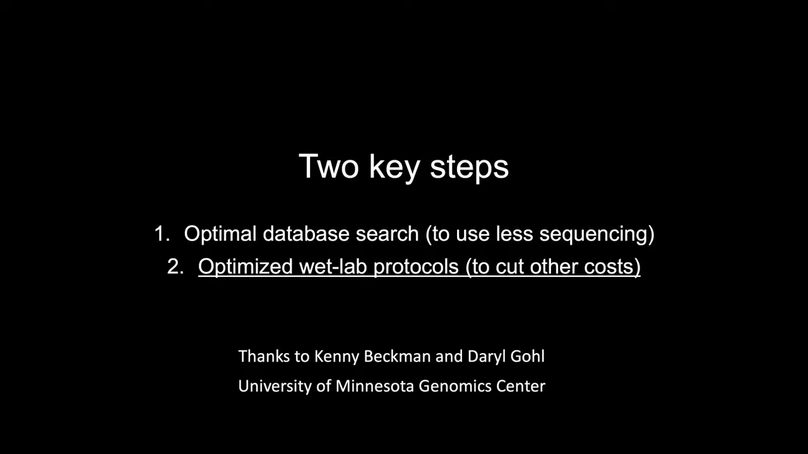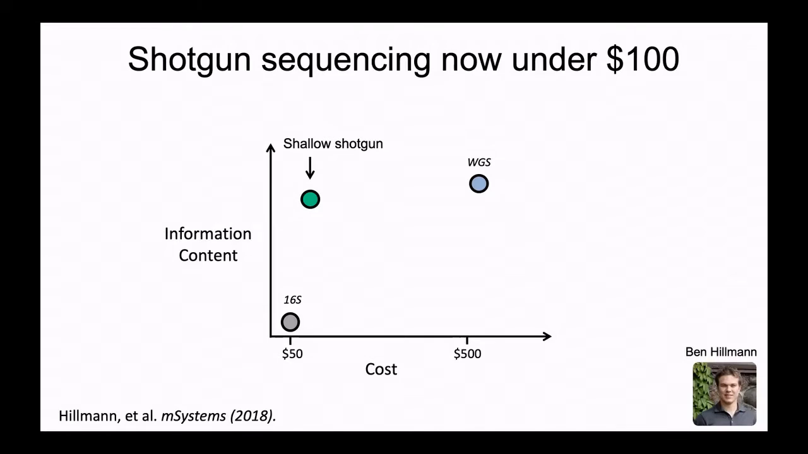So the other steps I mentioned, optimizing some of the wet lab protocols to remove some of the library preparation costs. For those I have to thank Kenny Beckman and Daryl Gold at the University of Minnesota Genomics Center. So they did some great work cutting costs down on that side. And we were able to roll out an approach to shallow shotgun sequencing that's now under $100. And that's in the commercial setting. If you have your own sequencing core, which are sometimes subsidized, you can get the cost closer down to $50. So it's almost the same cost as doing the cheap, noisy 16S sequencing.